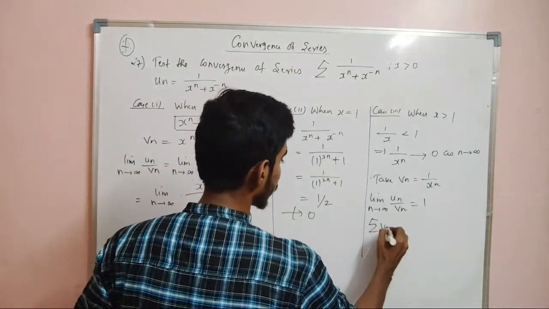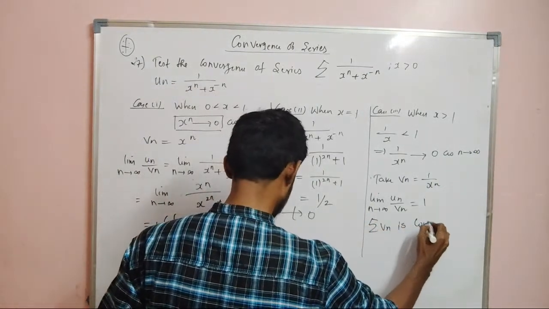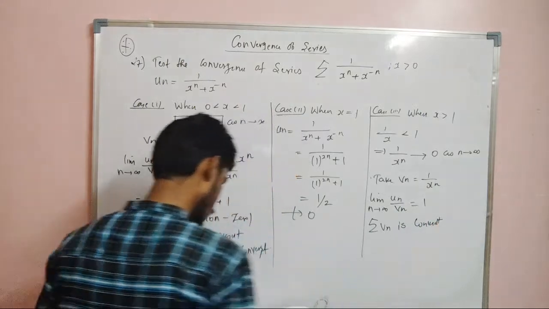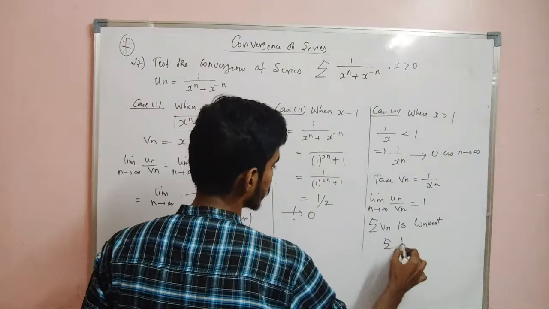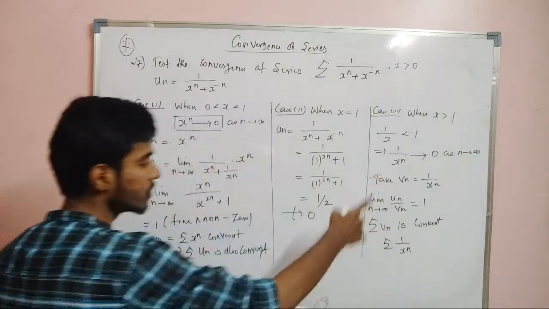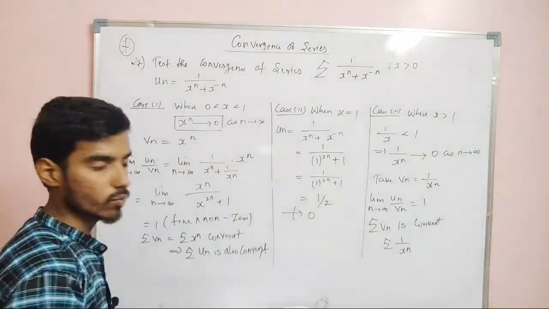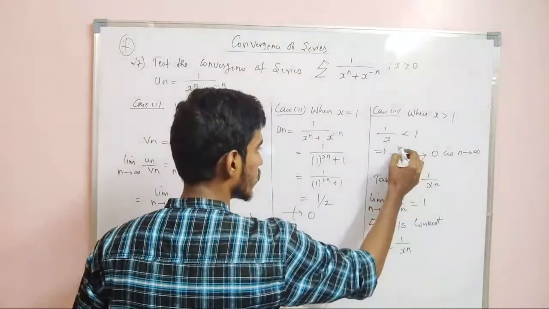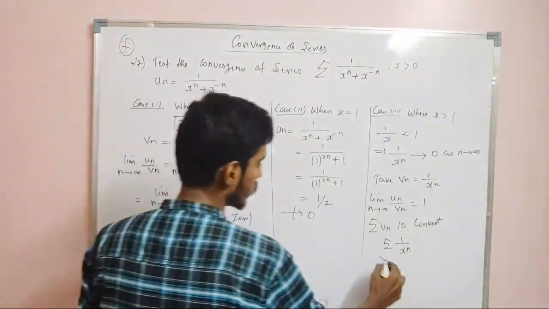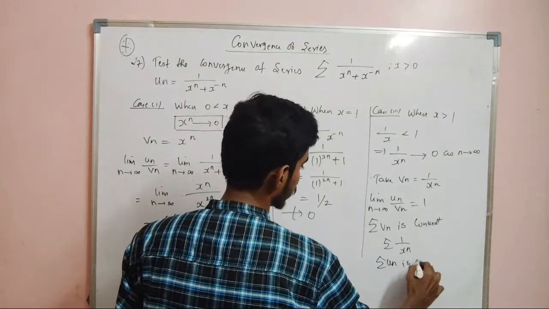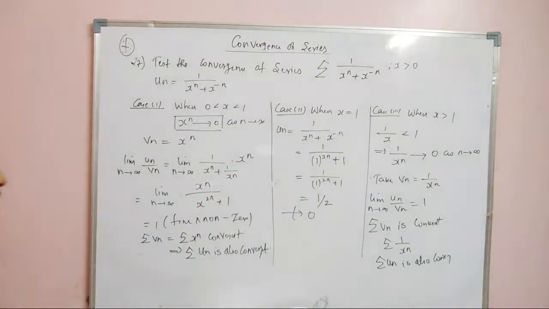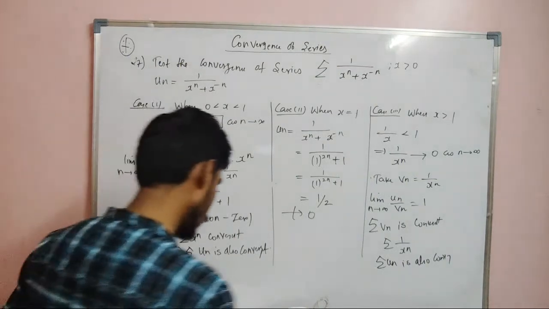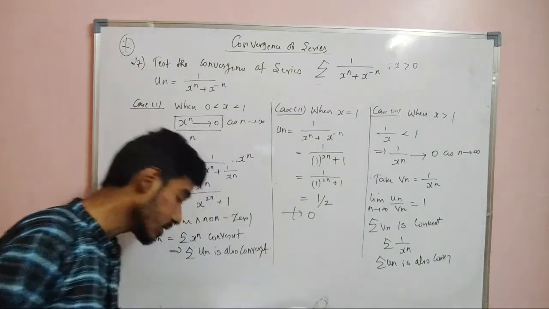Since summation bn is convergent, because this is nothing but summation 1 by x power n, and 1 by x power n tends to 0 and 1 by x is less than 1, therefore summation un is also convergent. So when x is equal to 1, the series will be divergent, and for values of x other than 1, this series will be convergent.